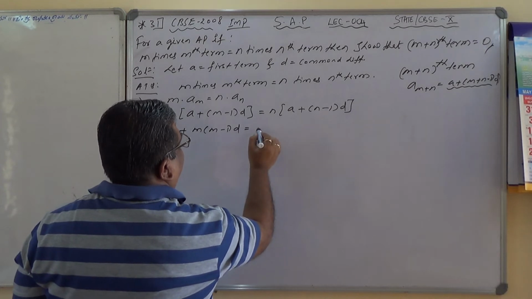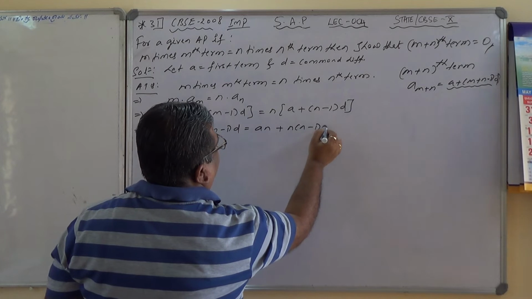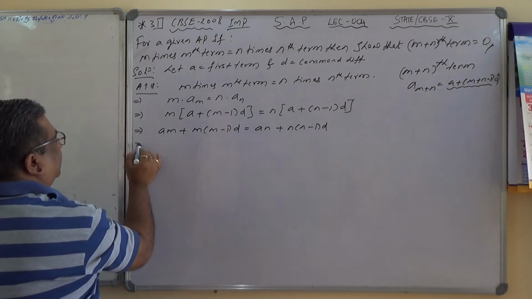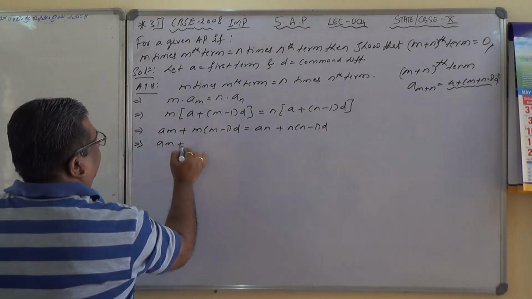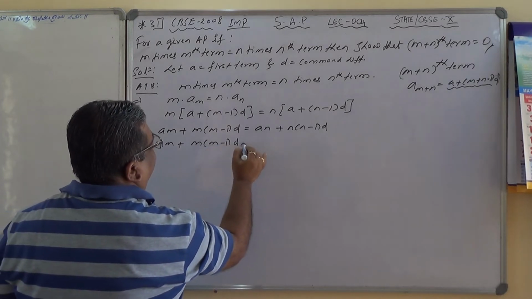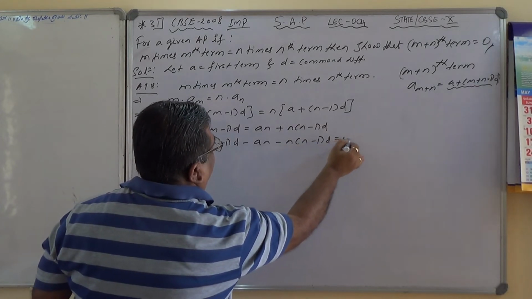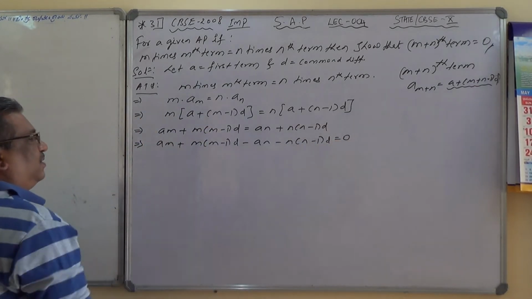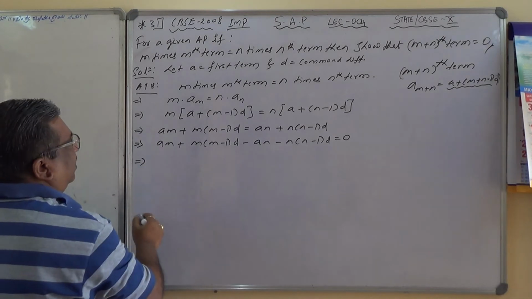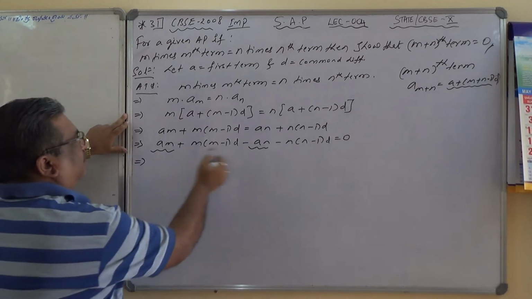One more step I write here: an plus n times n minus 1 into d. Transpose this: am plus, minus an, d equals 0. We have transposed this. Now important, I want to take common here and here. So what is common? A.